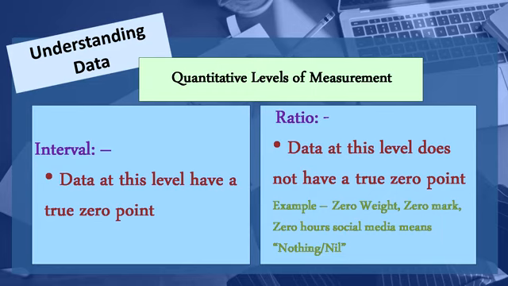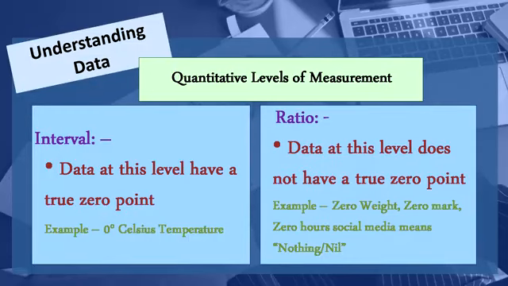For example, the weight of any object, we can say 0. The performance of a person in an exam, got a 0, and the number of hours spent on social media is 0. Here all the zeros mean nothing. The weight of 0 is there is no weight at all. And a person spending 0 hours on social media means not at all connected with social media. So nil, nothing is associated with the 0.